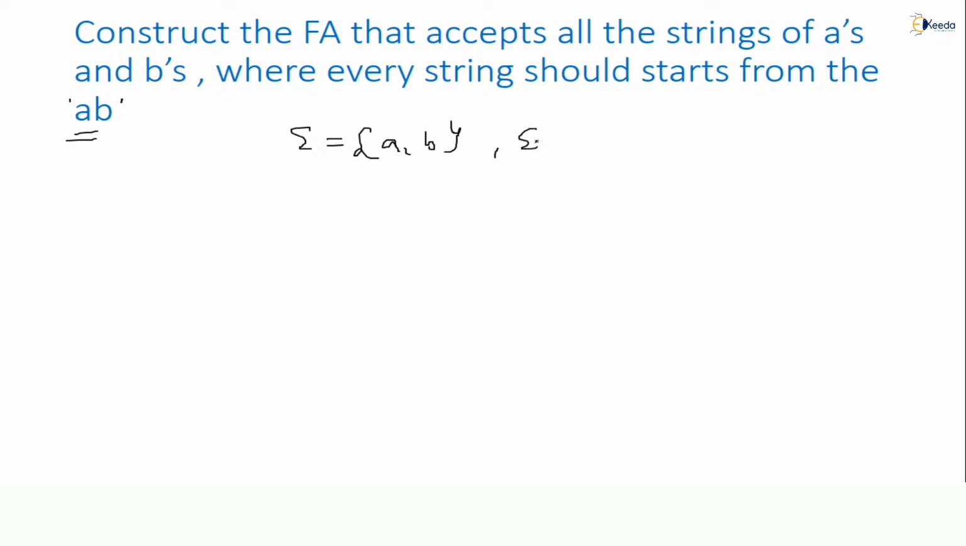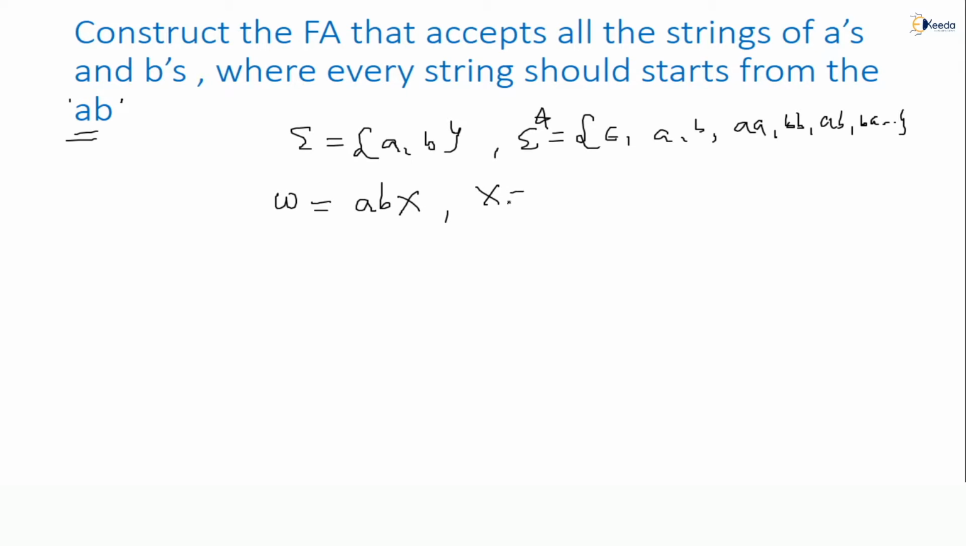Now as we know, sigma star would be what? Epsilon, A comma B comma A or BB or AB, BA, we will get like this, correct? Now what they said: accept all the strings of A's and B's, and every string W should start with what? AB. After that you can have X, nothing but what? X equal to either A or B, either A or B can come. So all of you, we must learn the way of construction of FA. First you give a transition for the A, B sequence, then you think about X.